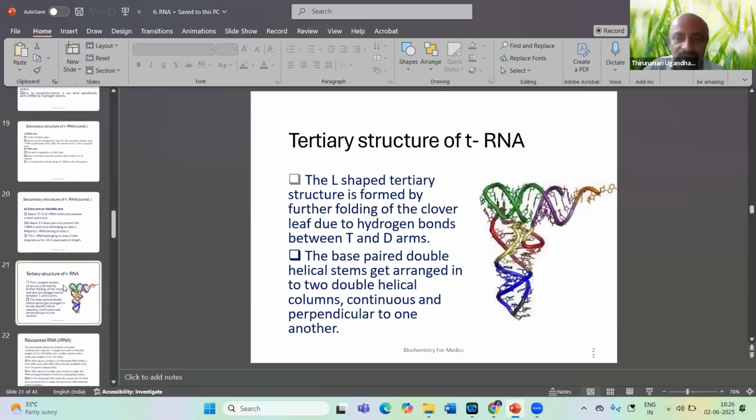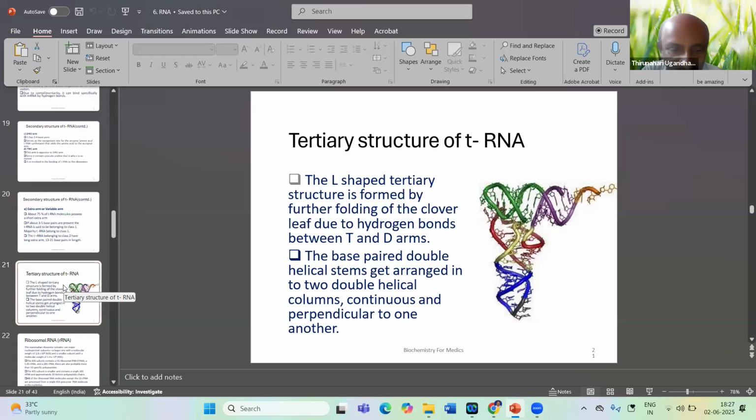Then the tertiary RNA structure. The tertiary structure is L-shaped, formed by the folding of the cloverleaf due to hydrogen bonds between the T and D arms. The base-paired double helical stems get arranged into two double helical structures.